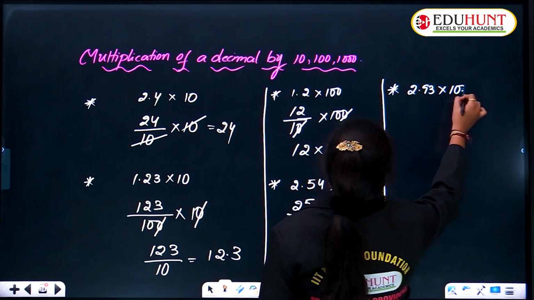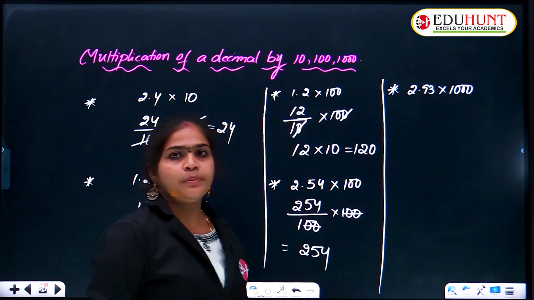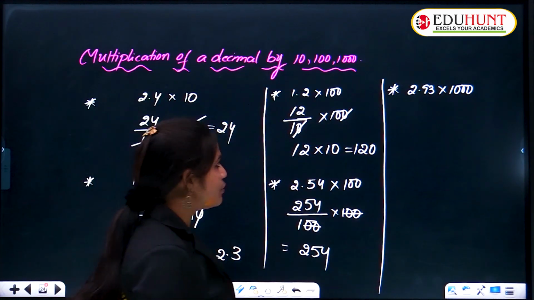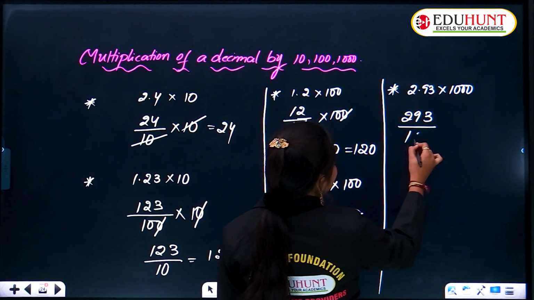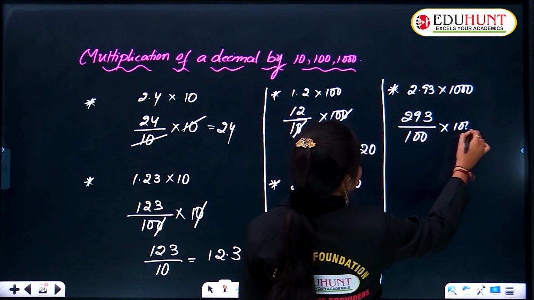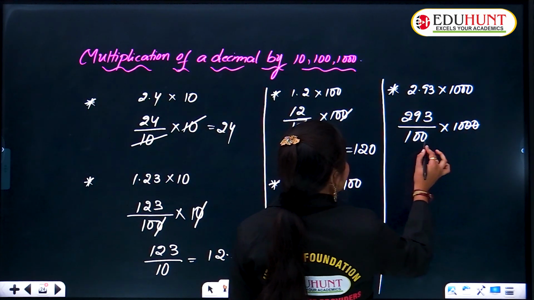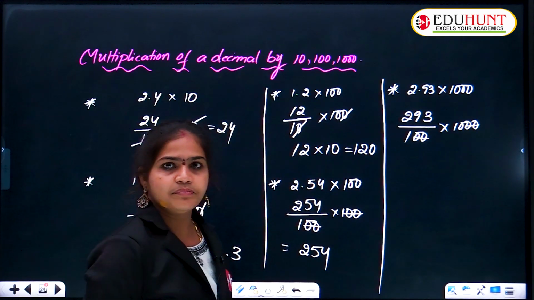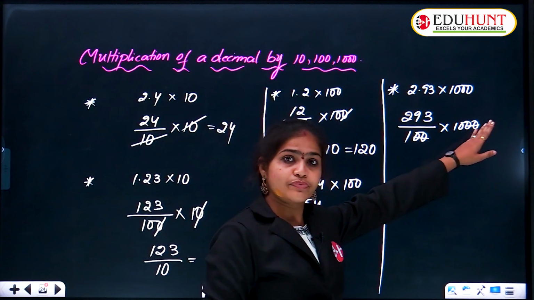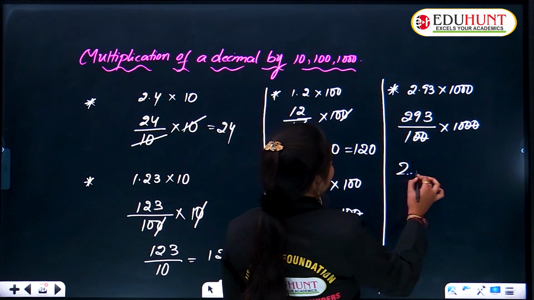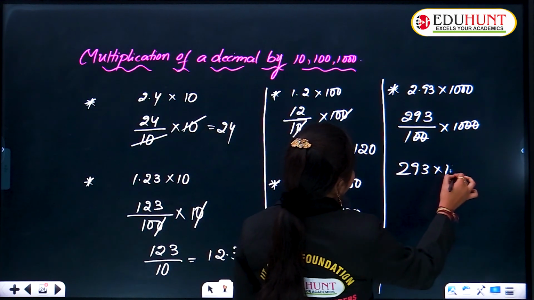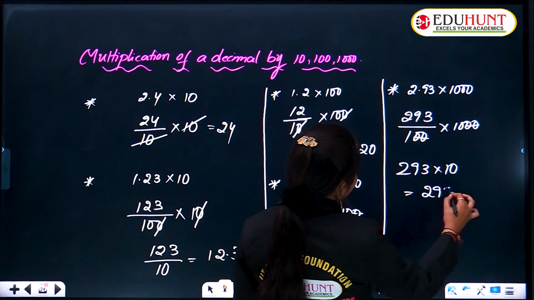And finally we have 2.93 into 1000. Multiplication of a decimal by 1000. 2.93 can be written as 293 by 100 into 1000. Here 2 zeros and 2 zeros get cancelled. Okay, always cancel the zeros from right side to left side. Next, 293 into 10, which equals 2930.